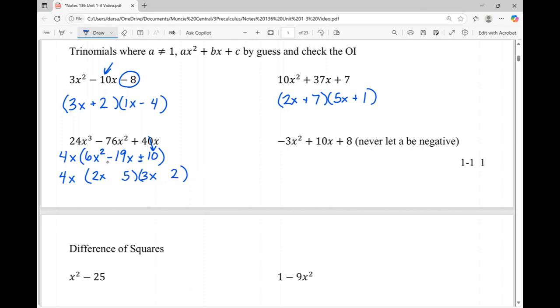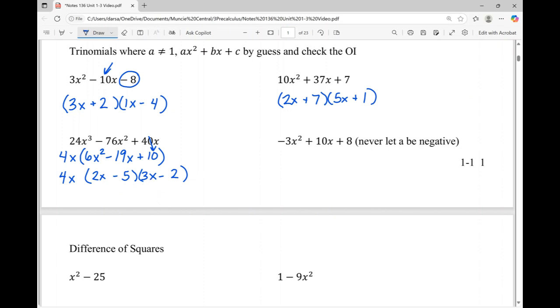This is a plus and this is a minus. So these both need to be negative in order for us to get that positive 10 at the end of this. And now let's check our OI. So we've got a negative 15x and a negative 4x, which is negative 15 plus negative 4, negative 19. It is, and we have completely factored.